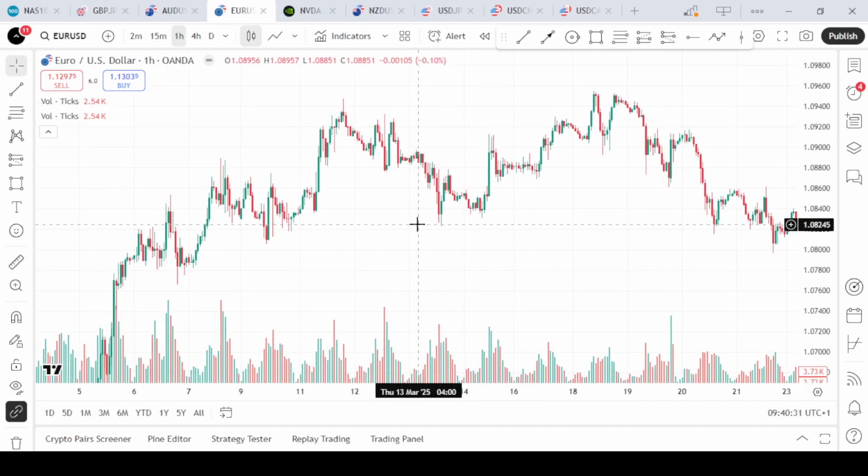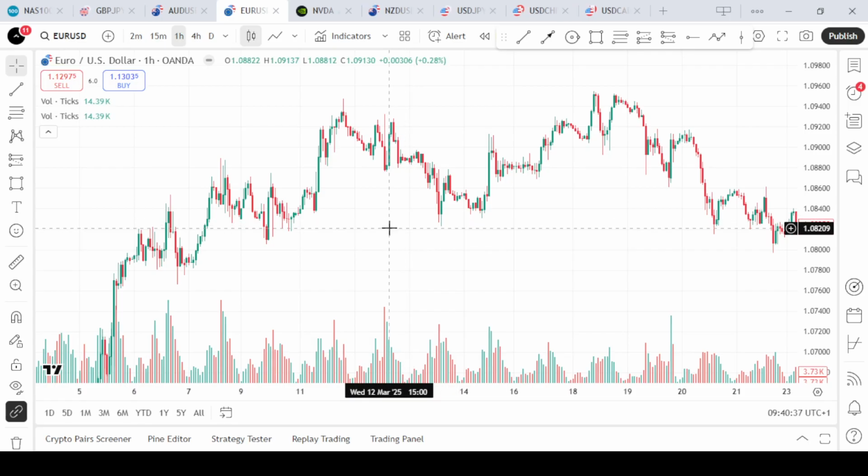So by applying these levels to a range bound market, where price oscillates between both support and resistance zones, traders can identify areas where price reversals are likely to occur. This strategy works best by using the Fibonacci retracement levels to divide the price range into smaller zones, and these zones will help you anticipate where price might pause, reverse, or consolidate within the range.